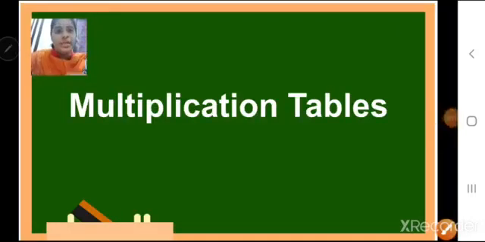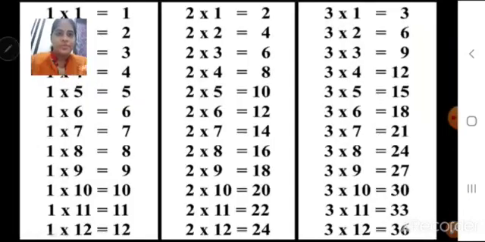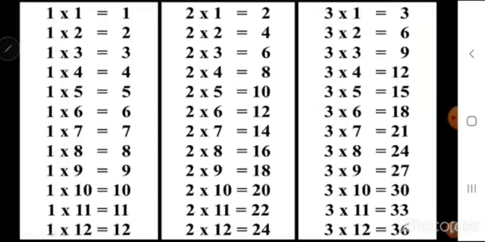Children, now today we are going to learn 3 multiplication tables. Today we are going to revise multiplication tables. After the tables, I will show you what is your homework. Okay, now all of you are going to repeat after me. Okay, table number 1. One's table is also very important. Okay, so repeat after me.